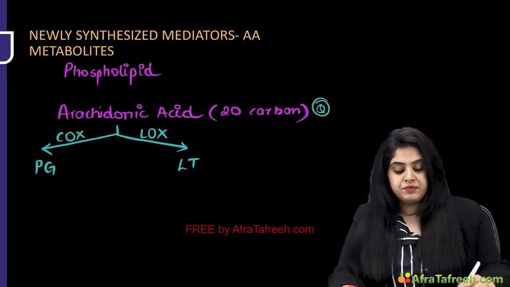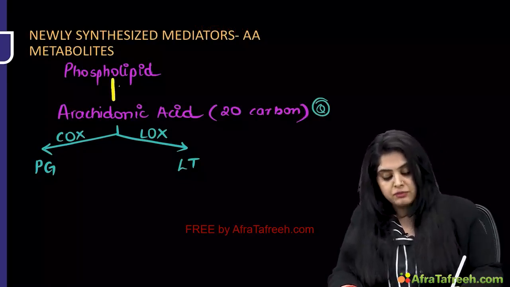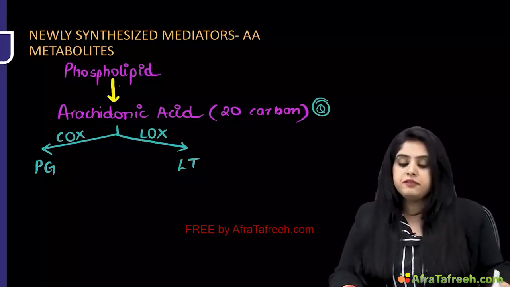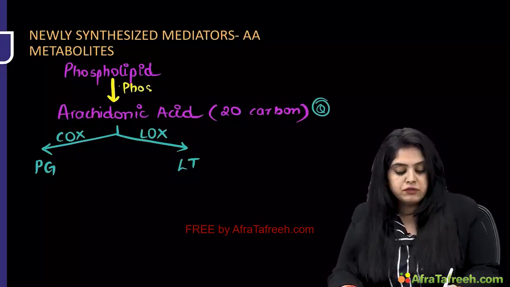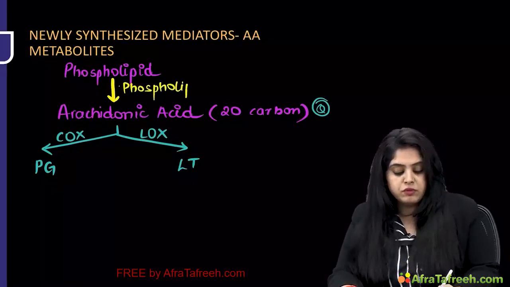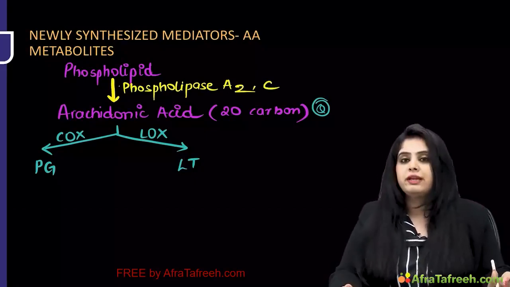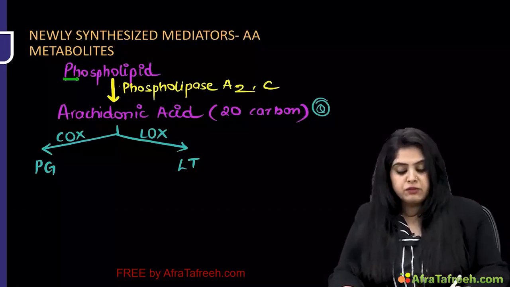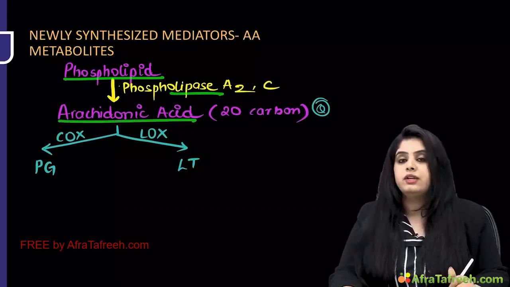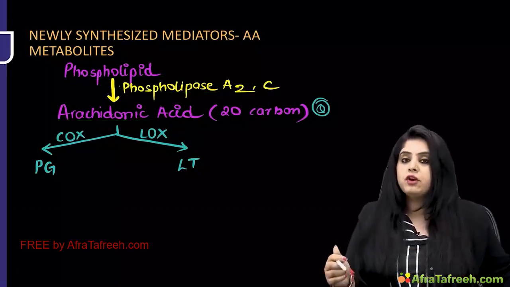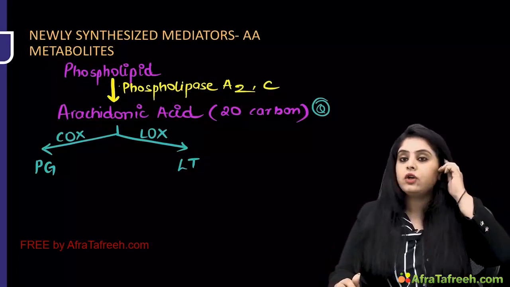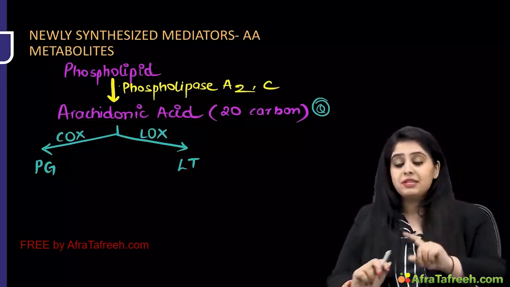Where does it come from? Arachidonic acid comes from phospholipids. How will you break the phospholipids? You will break the phospholipids by an enzyme called phospholipase A2. So phospholipase A2 and even phospholipase C, they are going to break phospholipids into arachidonic acid. 20 carbon compounds are formed. Now once the arachidonic acid form is ready, what is going to happen next?